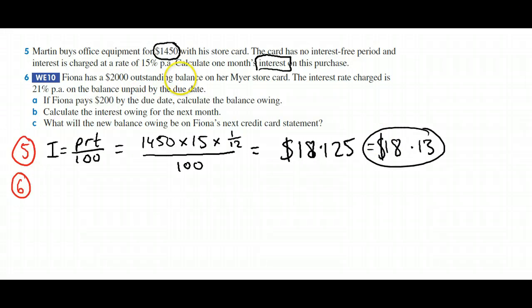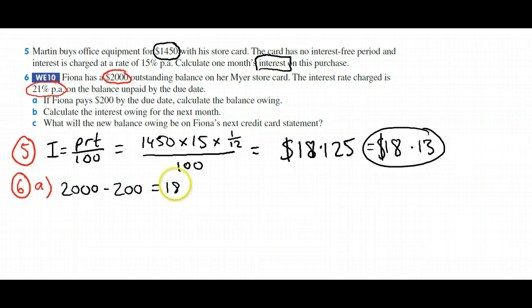Fiona has a $2,000 outstanding balance on her Maya store card. So that's what she owes on her store card. The interest rate charged is 21% per annum. Okay, so that's important. On the balance that's unpaid by the due date. If Fiona pays $200 by the due date, calculate the balance owing. Okay, so she did owe $2,000, but then she paid $200. She owed $2,000 and then she paid $200, so now she only owes $1,800. So that's the first part. She only owes $1,800 now.